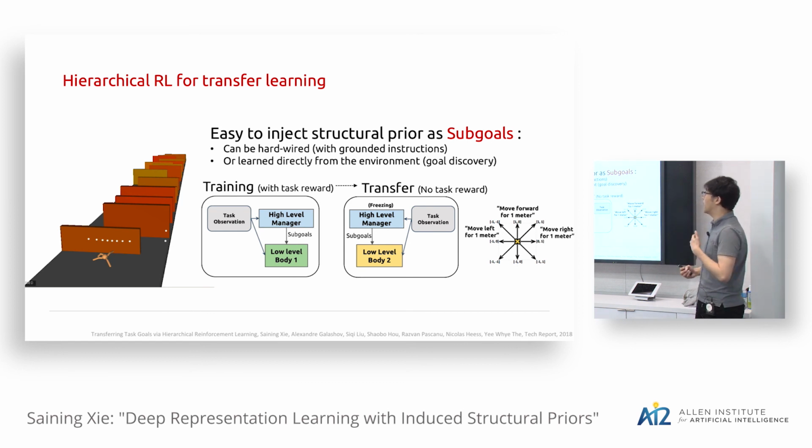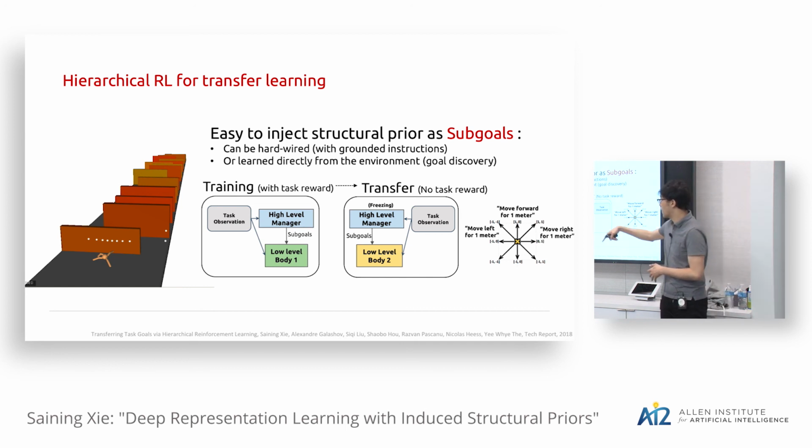So basically, with a hierarchical reinforcement learning approach, one good thing that I found extremely interesting compared to traditional supervised learning, which just learns from the data, is that it's really easy to inject some structural priors as subgoals. Those subgoals can be hardwired, even with some grounded language instructions, or they can be learned directly from the environments. And this is super helpful if you want to do transfer learning tasks.